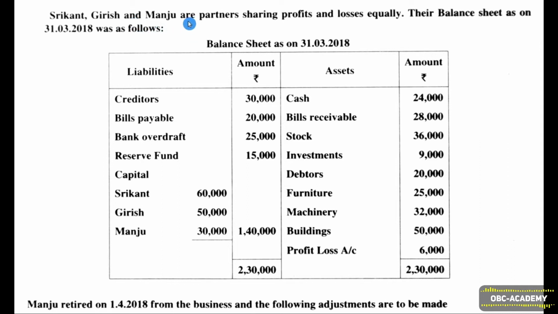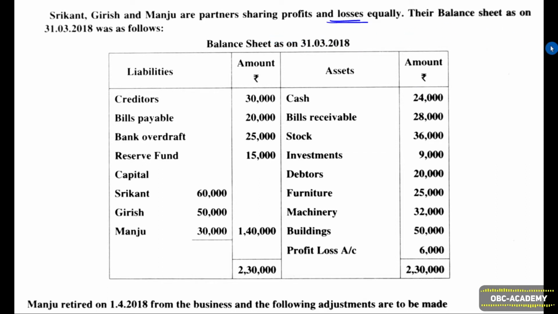Shrikant, Girish, and Manju are the partners sharing profit and losses equally. This is the best sum we ever saw because they're sharing profit and loss equally. That's a good sign. The biggest advantage here is you don't need to solve for each one, because they're all sharing equal profit. If you calculate one, it will be useful for the remaining partners. That's quite interesting. Next, without further ado, we'll start reading this problem.